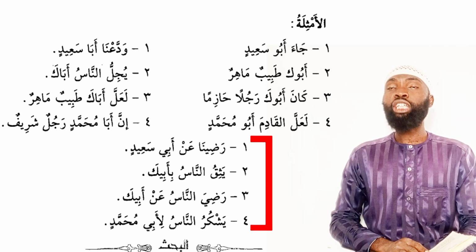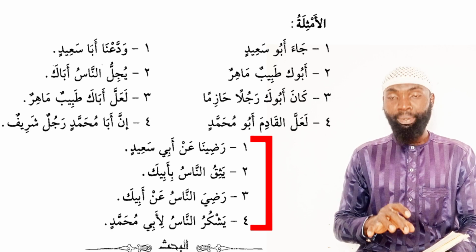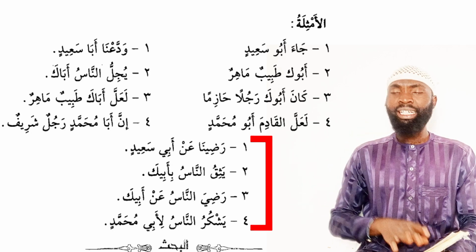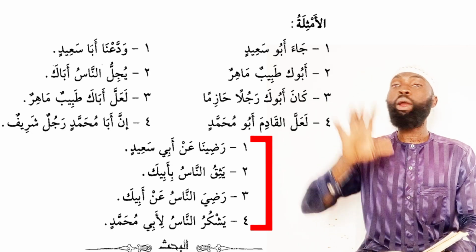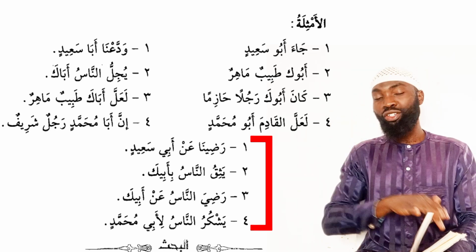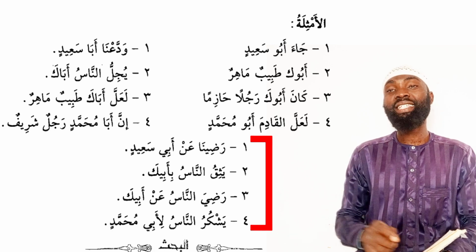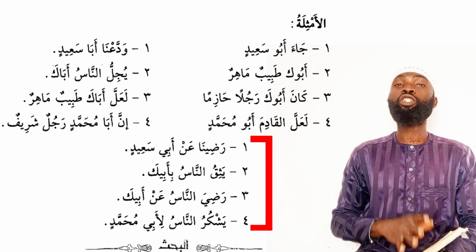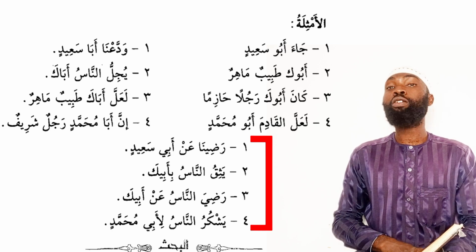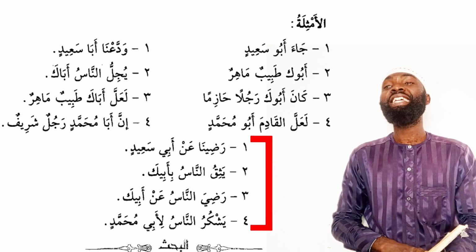And lastly, Yashkurun Nasu li Abi Muhammadin. People are appreciating Muhammad's father. Now, if we look at these 3 sections where we have gotten 4 examples under each section, you see that in the first section, the word Abu is used in a nominative case. That is why it is carrying Dhamma, because it appears as a subject of the sentence. While in the second section, Aba is used because it is coming in the Mansub case object, while in the last, it is coming in the Jar case.